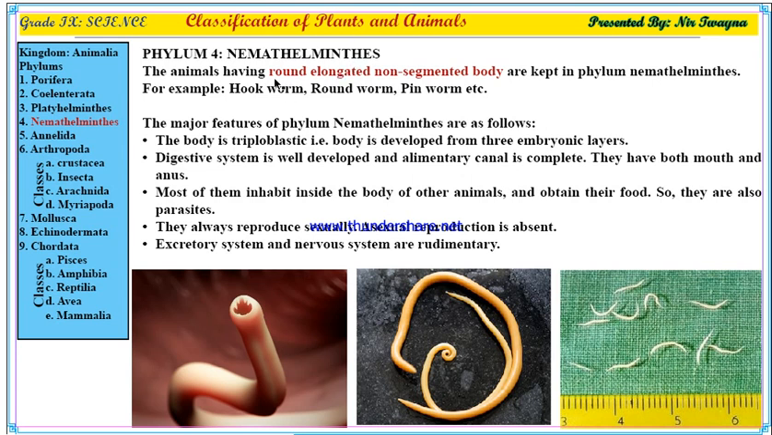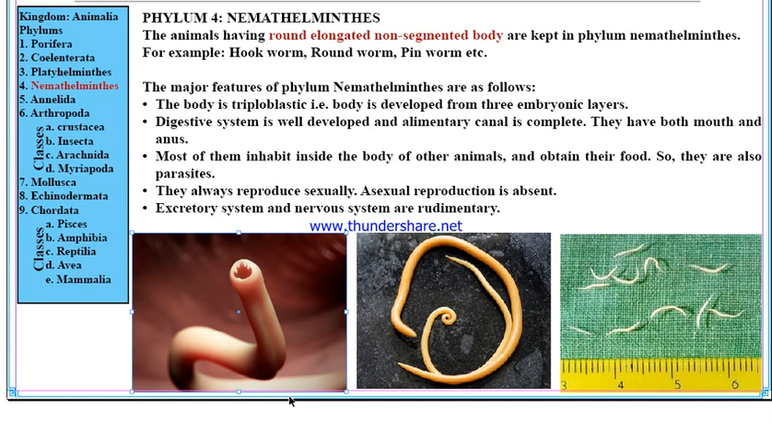Now, what are Nemathelminthes? The animals, look at these terms, having round, elongated, non-segmented body. See, their body is just like round cylinder. They are very long. Yes, they are very long and non-segmented body. They have round, cylinder-like long body, and their body is not segmented. They have very simple body plan.